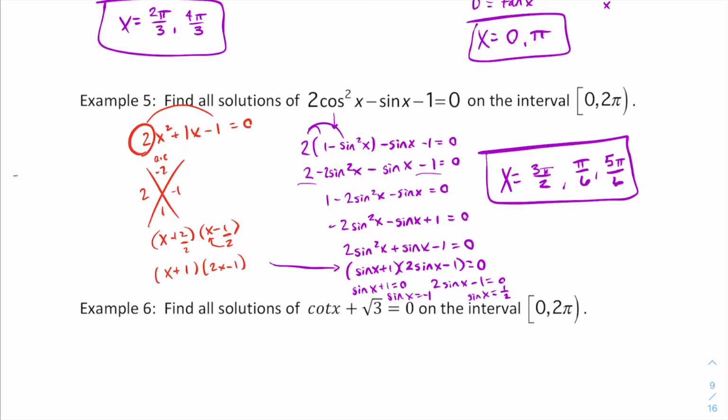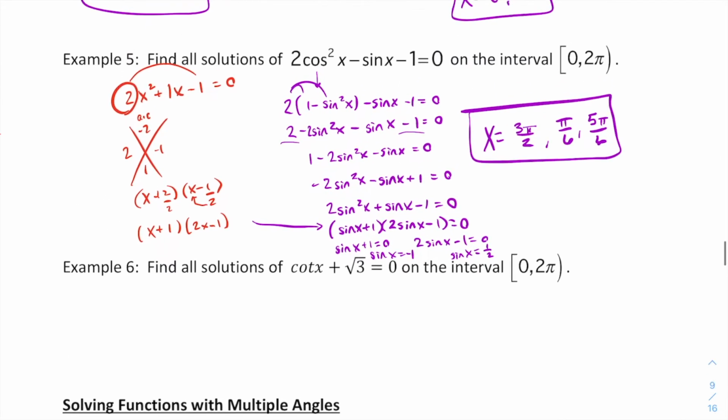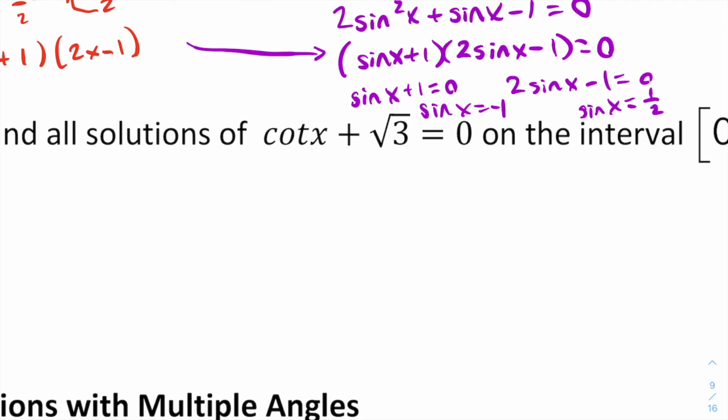So watch out on that one. A little bit of factoring with an a coefficient out in front. So a little bit tricky there, but once you get it set up, it's not too bad. It also used that Pythagorean identity, so that's a good strategy if you've got a mixture of things. All right, this next one here is dealing with cotangent of something.